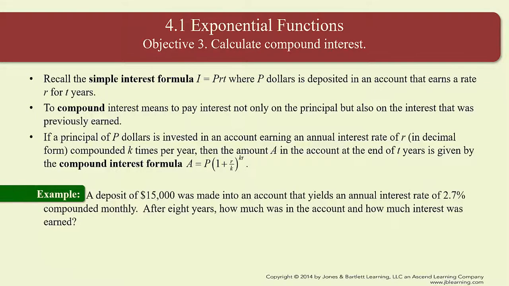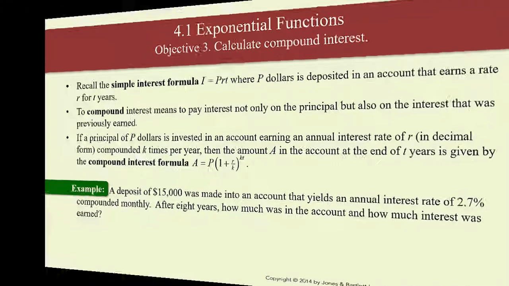So let's look at this example. A deposit of $15,000 was made into an account that yields an annual interest rate of 2.7% that's compounded monthly. So after 8 years, how much is in the account and how much interest was earned? So write this down because I'm going to head off to the chalkboard and work through it.